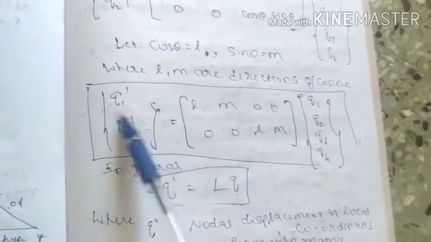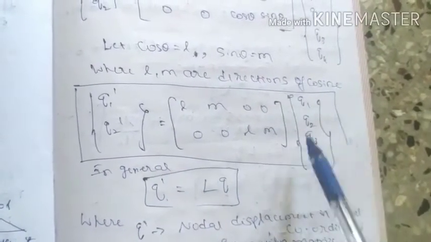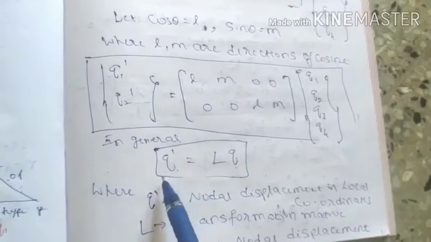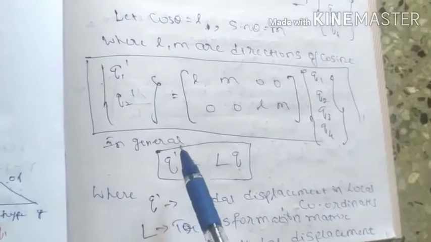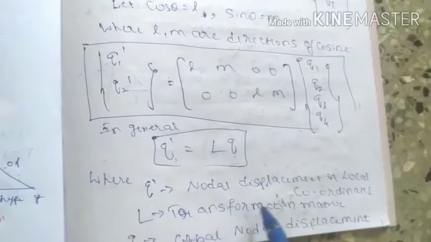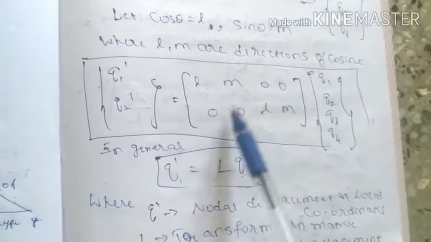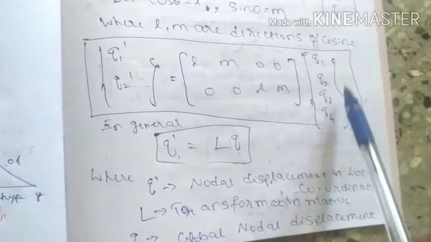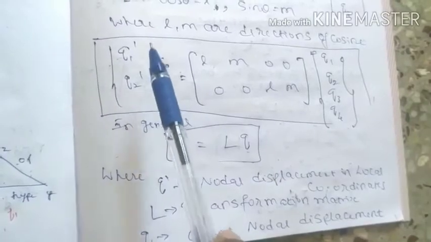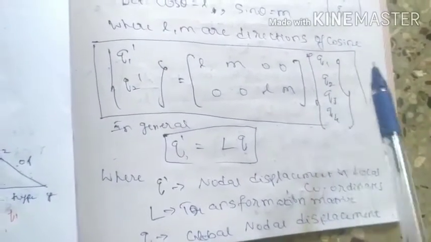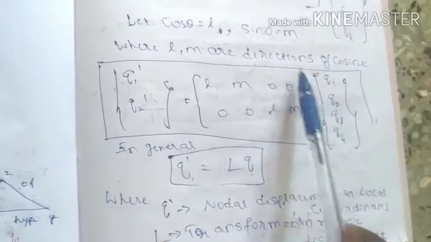In general we can call this q dash, this the L matrix, and this the q matrix, where q dash is the nodal displacement in the local coordinates, that is the local nodal displacement matrix, and L is called the transformation matrix. The transformation matrix is L, M, 0, 0; 0, 0, L, M. And q is the global nodal displacement. So q1 dash, q2 dash are the local nodal displacements, and q is the global nodal displacement. Therefore q dash equals L into q, where L is the transformation matrix.